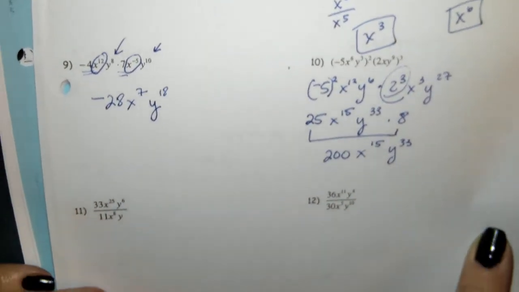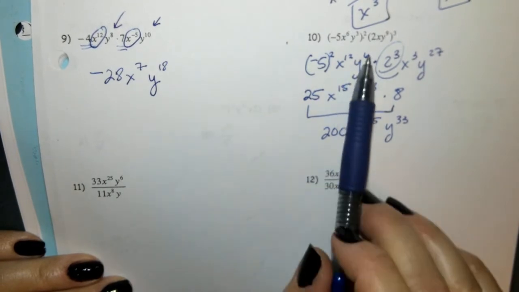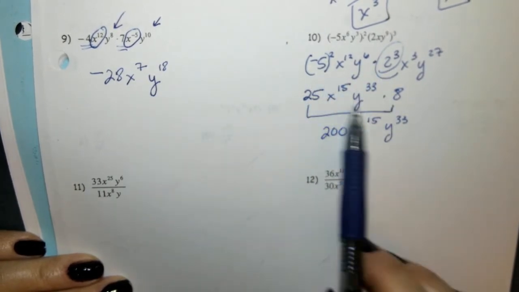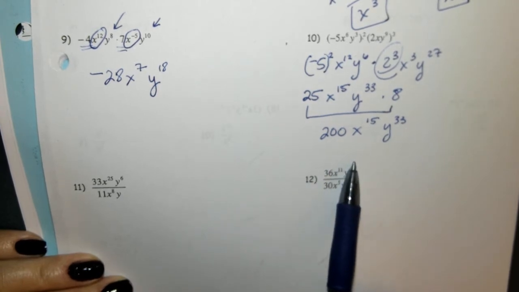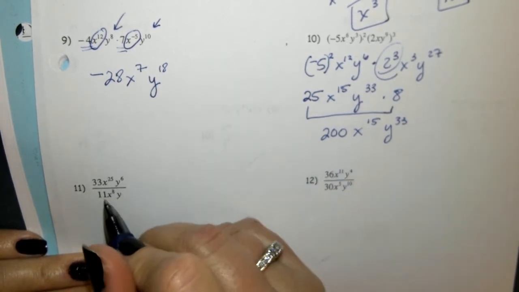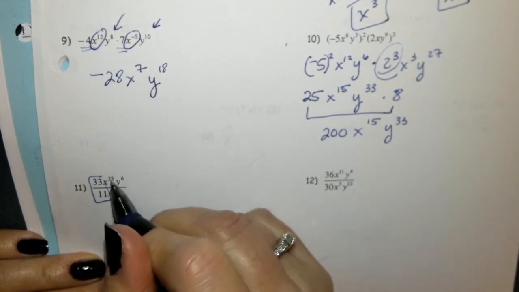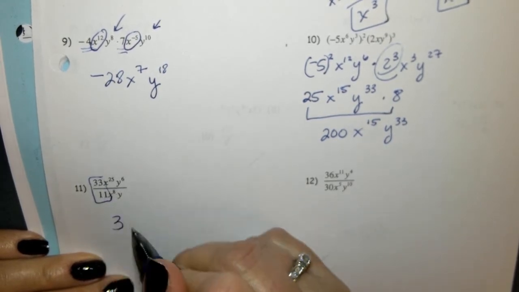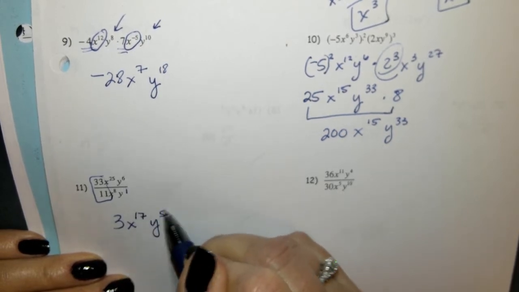There's going to be a lot of different ways you can solve exponents. Some of you might have multiplied these out. I don't know. But ultimately your answer is the same. So here I have to divide 33 over 11, which is 3. 25 minus 8 is 17. 6 minus 1 is 5.